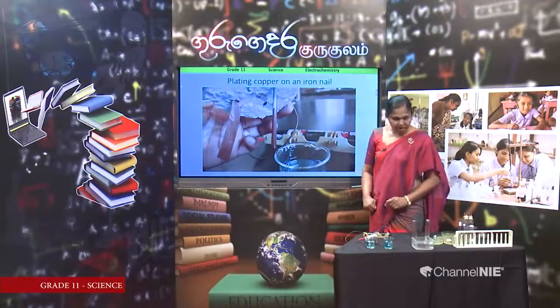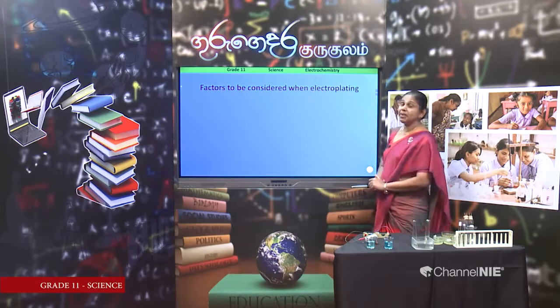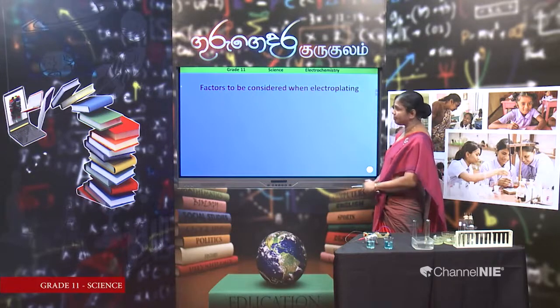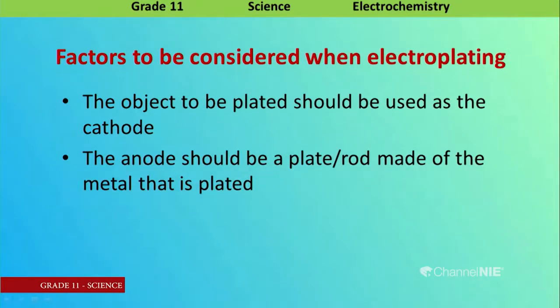Okay, right. Now, we are moving to the factors to be considered when electroplating, children, right? First, the object to be plated should be used as the cathode, right? Here, when the iron nail is plated with copper, the iron nail must be placed as the cathode, right? If an iron spoon is plated with copper, the iron spoon must be placed as the cathode, right? If we need to plate a bangle with gold, then the bangle must be placed as the cathode.